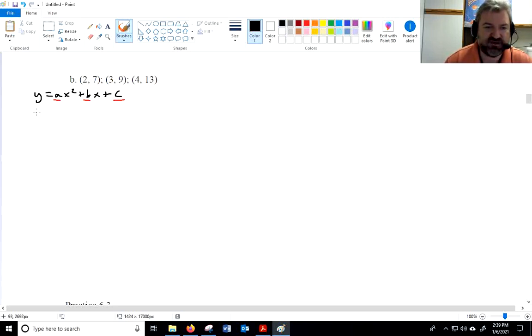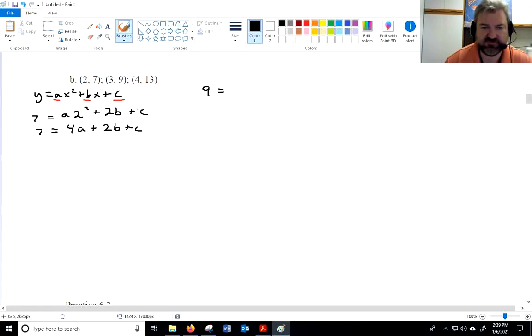Let's start with 2, 7. I'll put a 7 in for y and a 2 in for x. I'll write that as 2b and then plus c. So that's 7. 2 squared is 4, so it's a 4a plus 2b plus c. Next, I'll do the 3 and the 9. So I'll put that there.